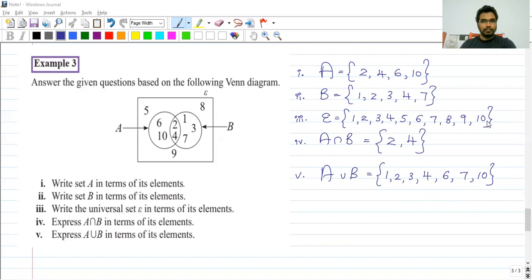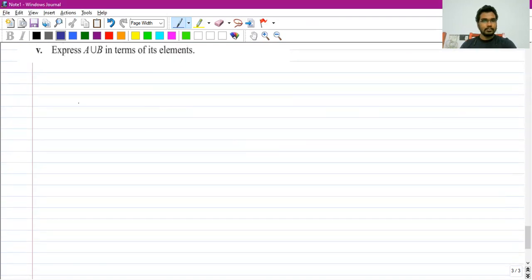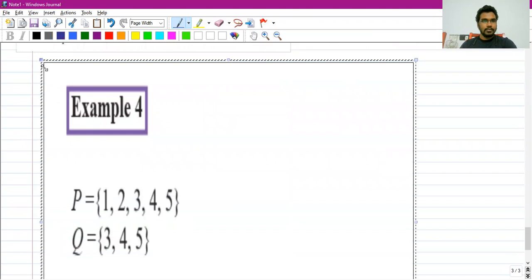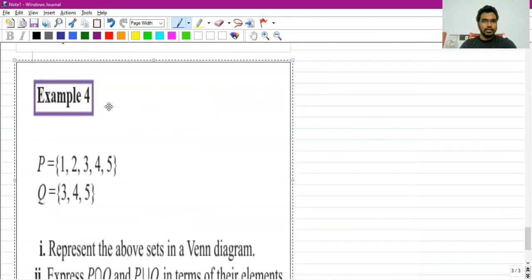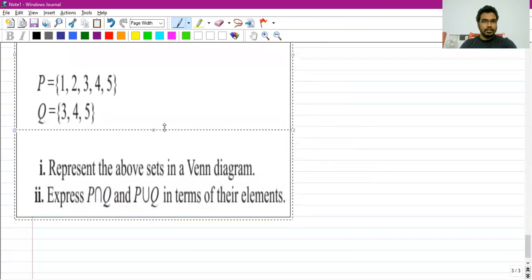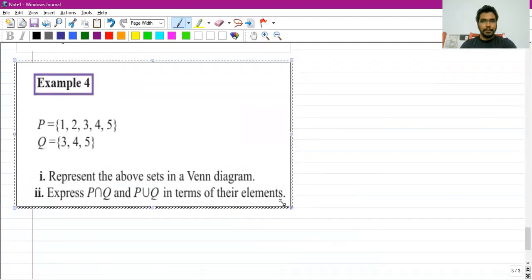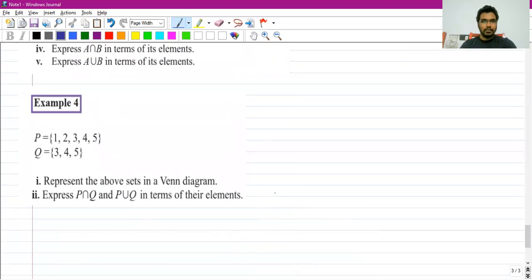Example number 4. Shall we do more questions of this kind in this lesson so you can understand it better? If you need, you can pause this video and try to complete this question. Example number 4. Set P is 1, 2, 3, 4, 5. Q is 3, 4, 5. Represent the above sets in a Venn diagram.